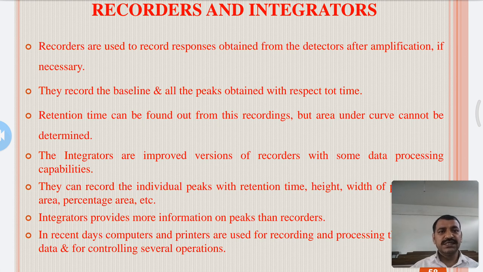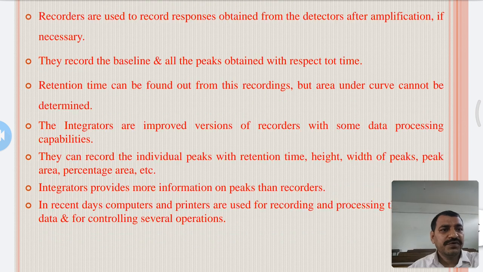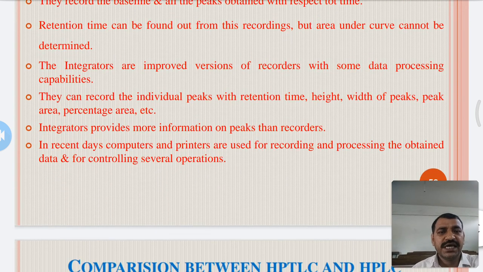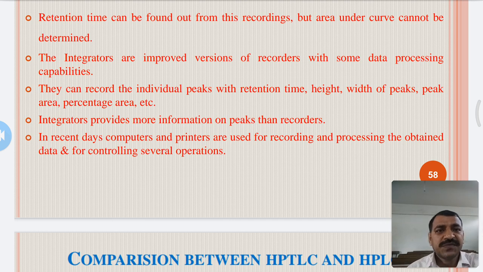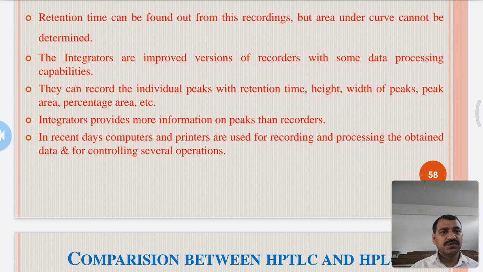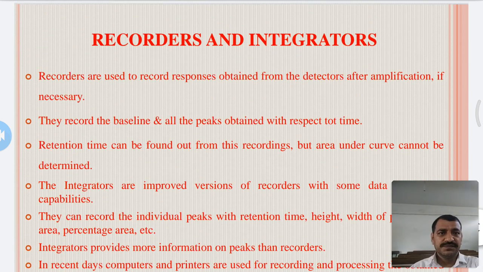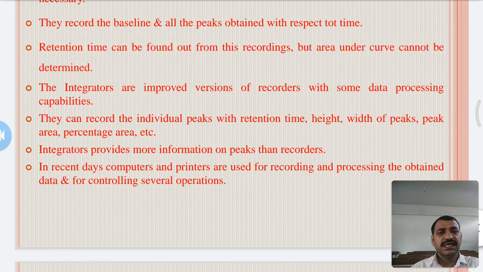Next is the integrator. It is an improved version of the recorder with some data processing capabilities. It can record the individual peak with retention time, height, width of peak, peak area, percentage area, etc. So the integrator provides more information on peaks than the recorder. In recent days, computers and printers are used for recording and processing the obtained data and controlling several operations. So this is the process of recorders and integrators.